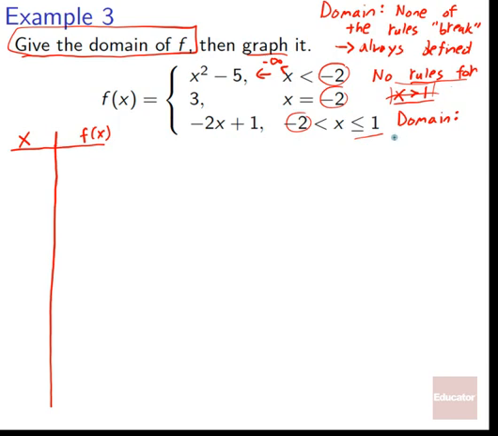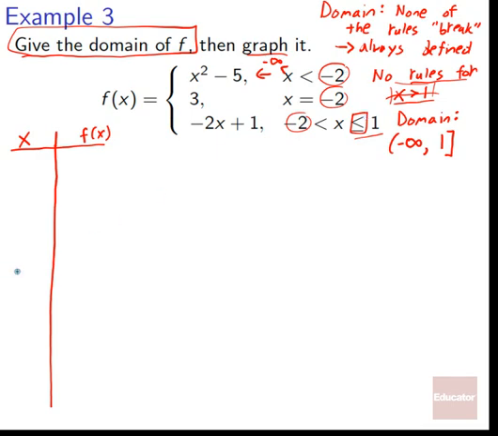The domain is everything from negative infinity. We use parentheses for negative infinity, any infinity. And we go up until 1 and we include the 1 because we've got less than or equal to, but we can't go past it. We've got no more rules to go up past it. So f has a domain from negative infinity up until 1, including 1. Great. Now let's build out that table.